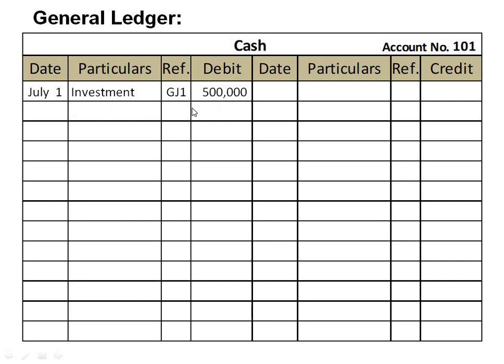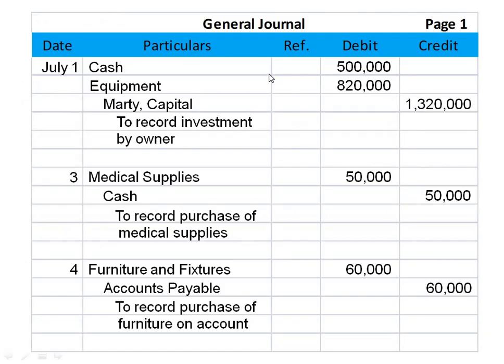After posting this debit to cash in the ledger, we need to write the account number of cash here in the reference column of the journal, 101. So when do we write the appropriate account number here in the reference column of the General Journal? After posting a debited or credited account. That is why this column is sometimes labeled PR, meaning posting reference.